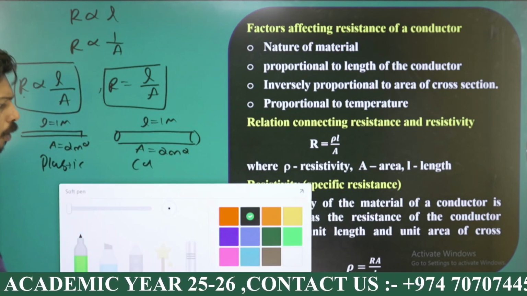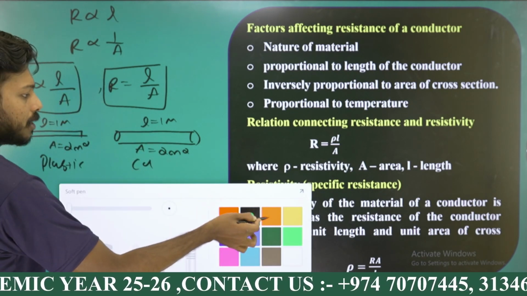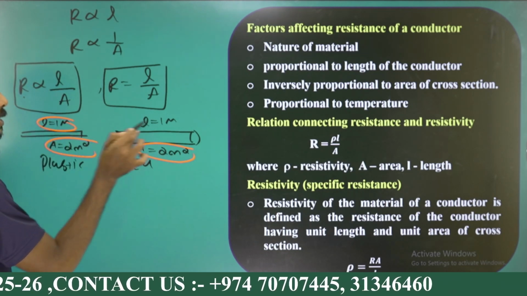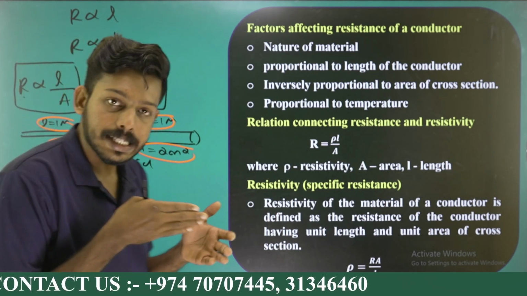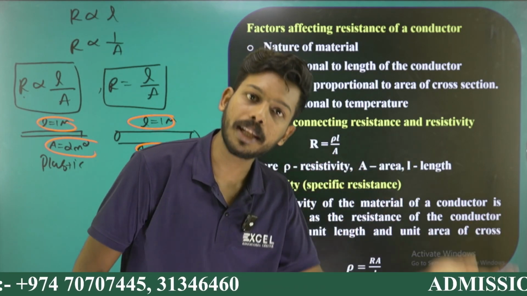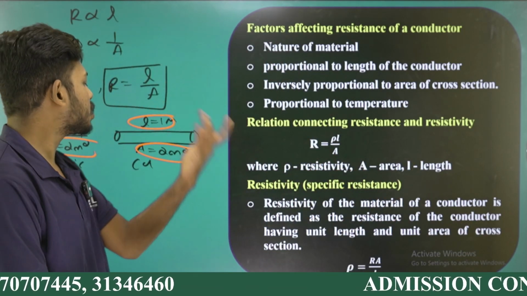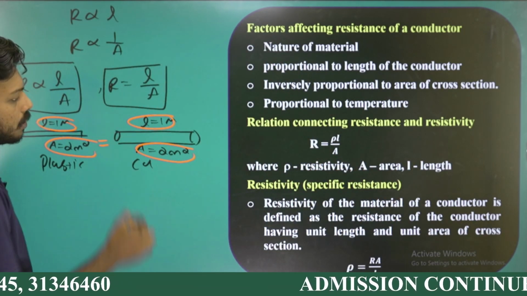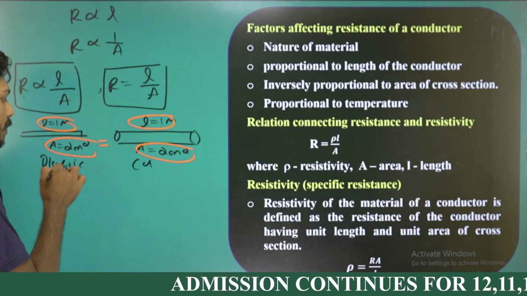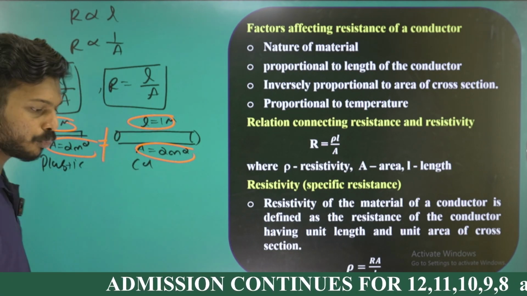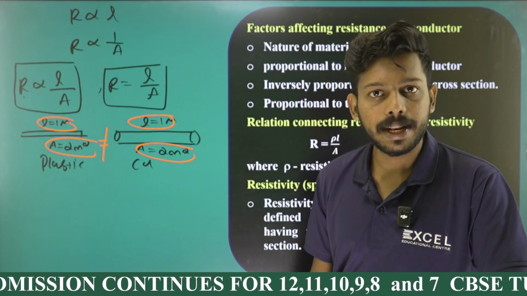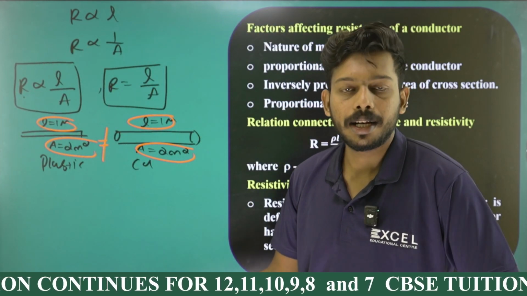You can observe that the area is exactly the same and the length is exactly the same. If resistance depends only on the length and area, then the resistance of these two should be exactly the same. But in reality, the resistance of these two are not the same. Why? The length is same, the area is same, yet the resistance is not same.